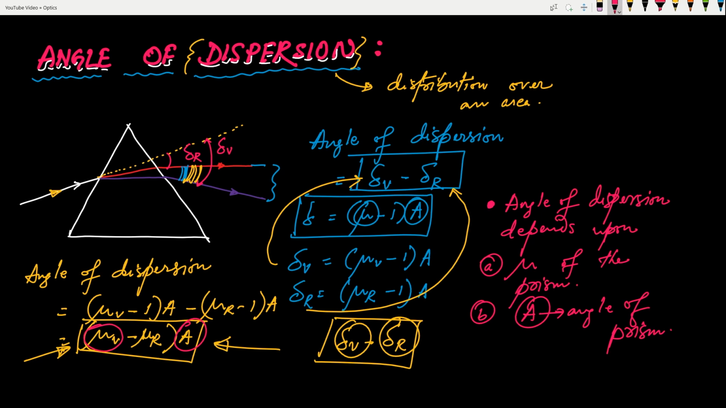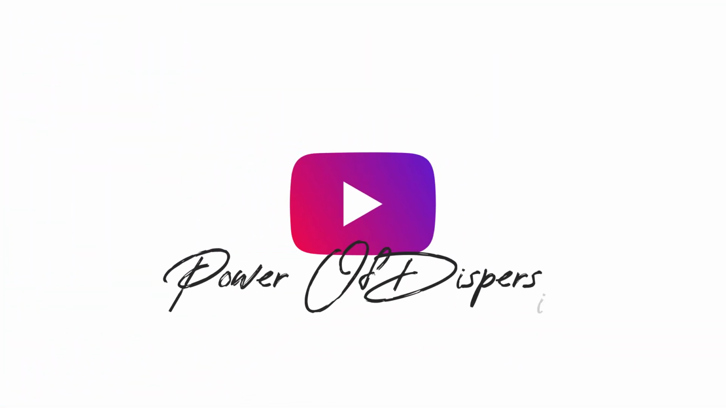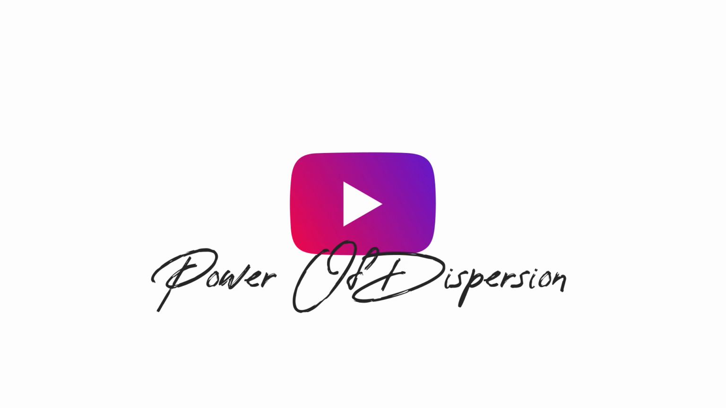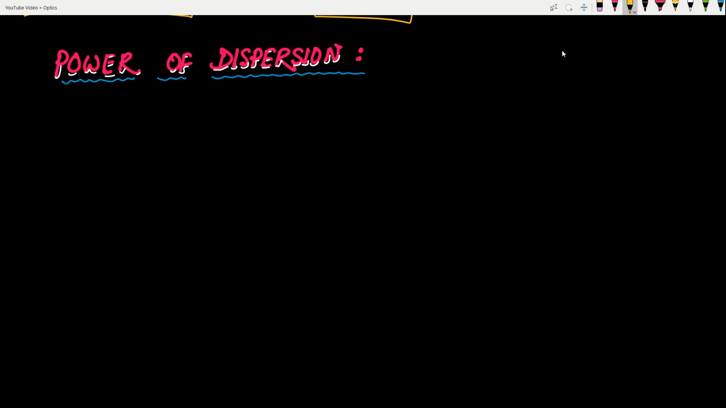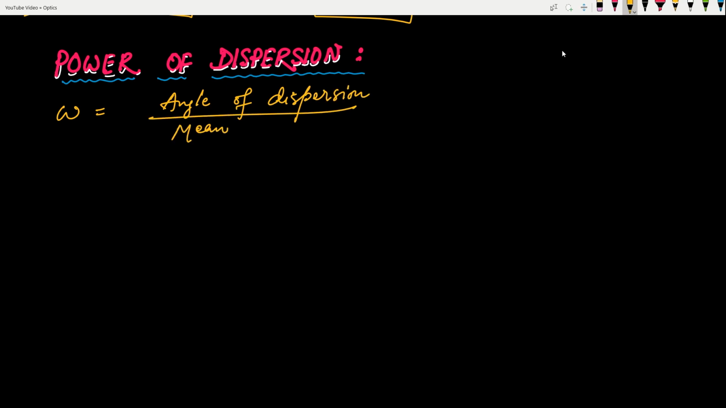Now let's move on to our next concept, that is power of dispersion. So let's understand what is power of dispersion. It is denoted by W and is defined as the ratio of angle of dispersion to mean deviation. Okay, so power of dispersion is defined as the ratio of angle of dispersion to mean deviation.